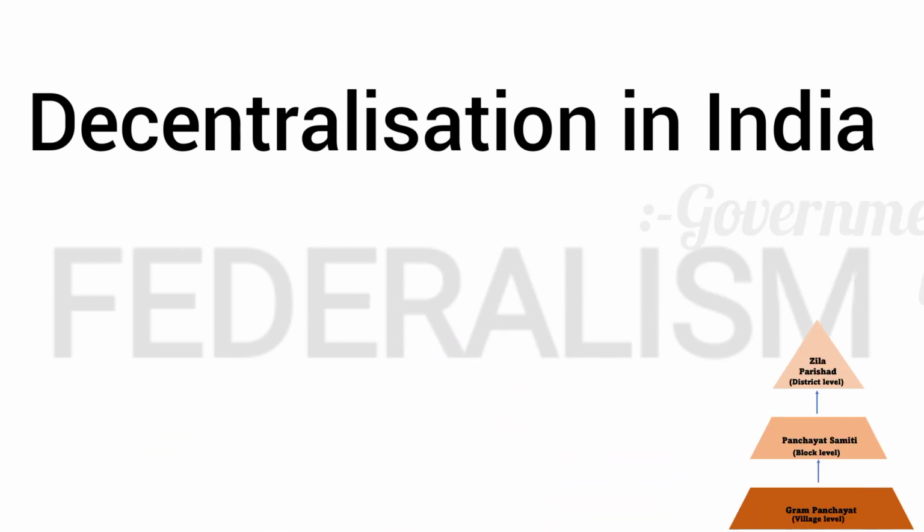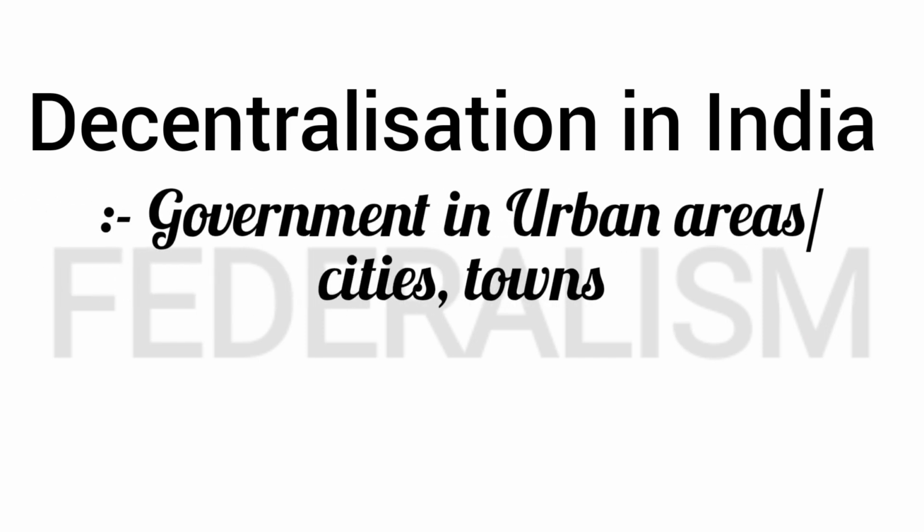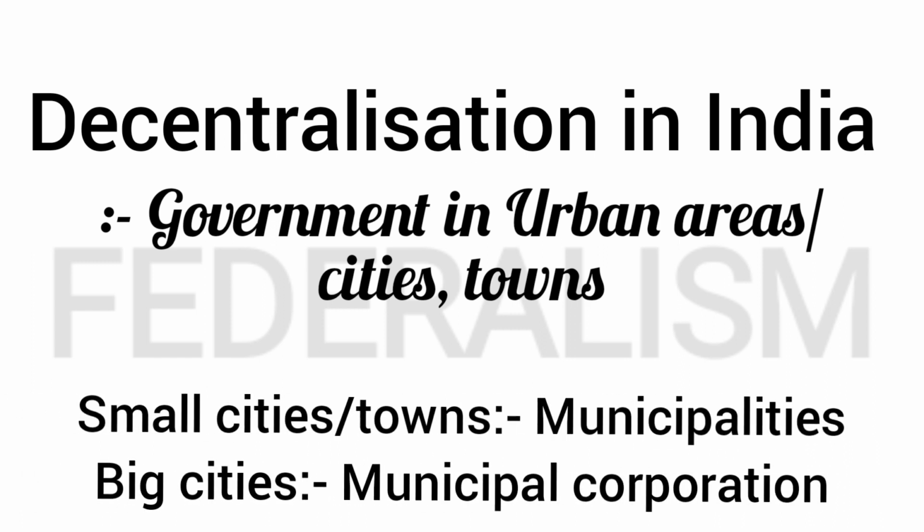Local government in urban areas, cities or towns. As Gram Panchayats are for rural areas, similarly we have municipalities for urban areas or small cities or towns. Big cities contain municipal corporations. Both municipalities and municipal corporations are controlled by elected bodies consisting of people's representatives. The municipal chairperson is the political head of a municipality. In a municipal corporation, such an officer is called the mayor.